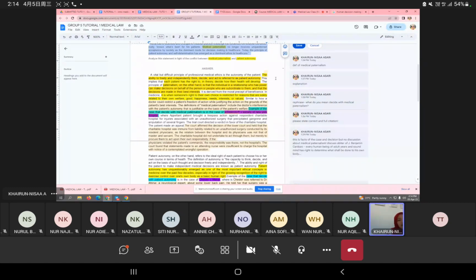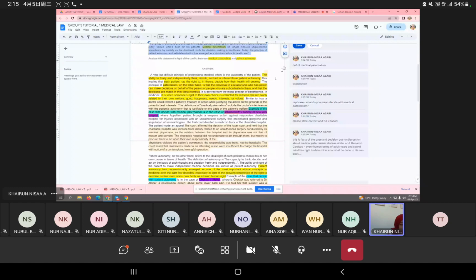Normally when you have essay type questions, it's 25 marks. The scope is big, so you're supposed to have different paragraphs. You're supposed to have an introduction, the content or body of your answer with your points, and a conclusion. When the question talks about two different terms, medical paternalism and patient's autonomy, you are supposed to define both terms.